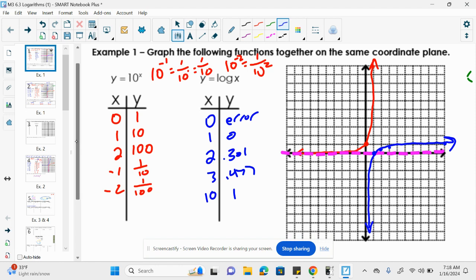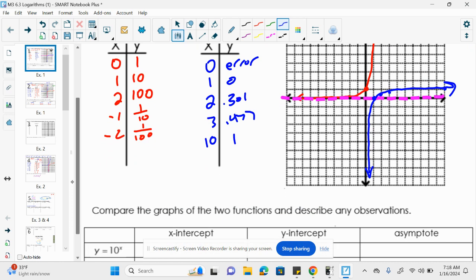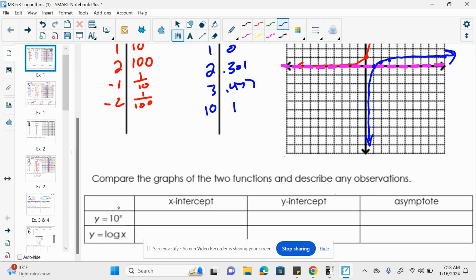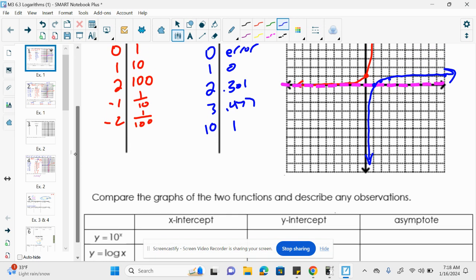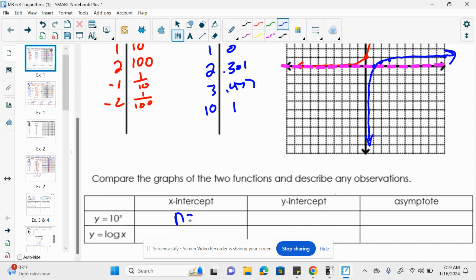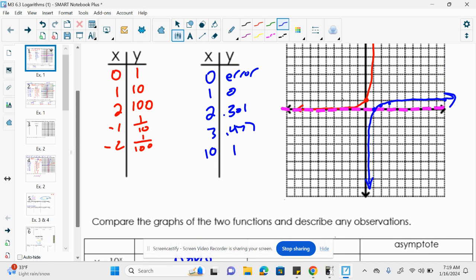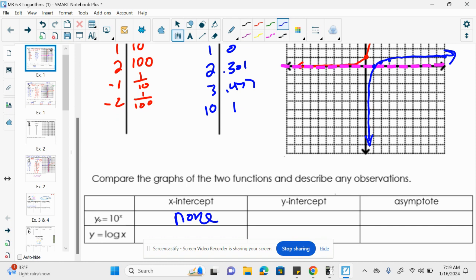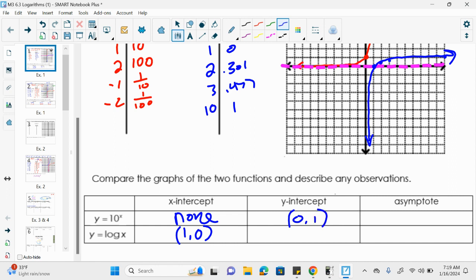If we're comparing their key features, the x-intercept for y equals 10 to the x power, that had no x-intercept, right? This never crossed. If we look at the red graph here, we never crossed the x-axis, versus y equals log of x that had the x-intercept at 1 comma 0. The y-intercept for y equals 10 to the x power was 0 comma 1. Y equals log of x, that did not have a y-intercept. That was none.